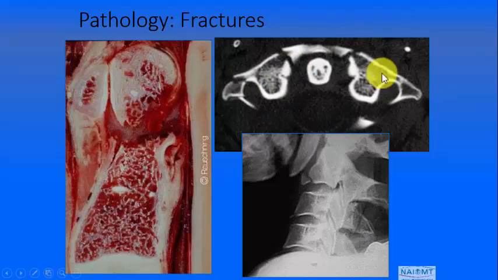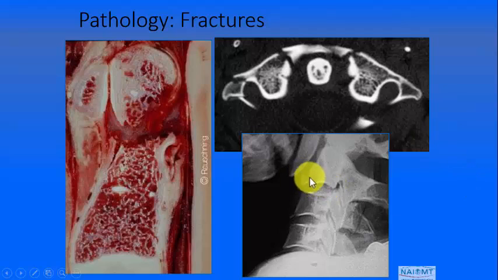Here is a Jefferson fracture of C1. This is usually a forceful compression of the head down on the spine or the spine up under the head. This is our dens and multiple displaced fractures.